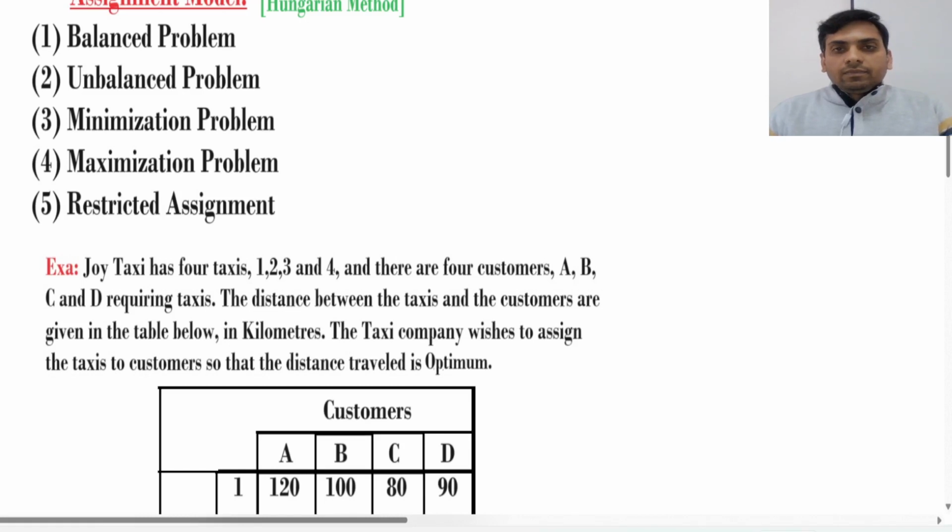So today's topic is assignment model. In an assignment model, there are 5 concepts. First is balanced problem, second is unbalanced problem, then minimization, maximization, and restricted problem. Done? So we will see these 5 concepts on the basis of numerical. Numerical means managerial problem. Clear?